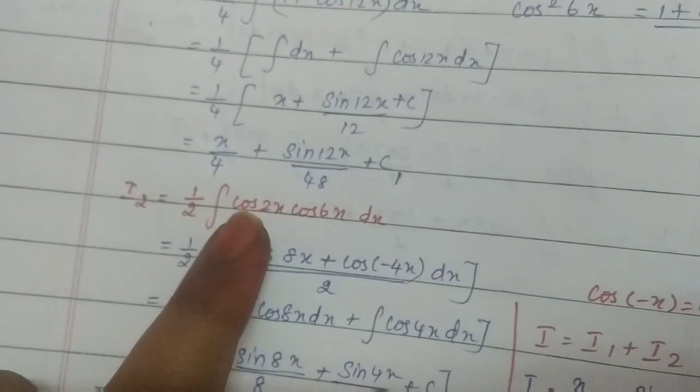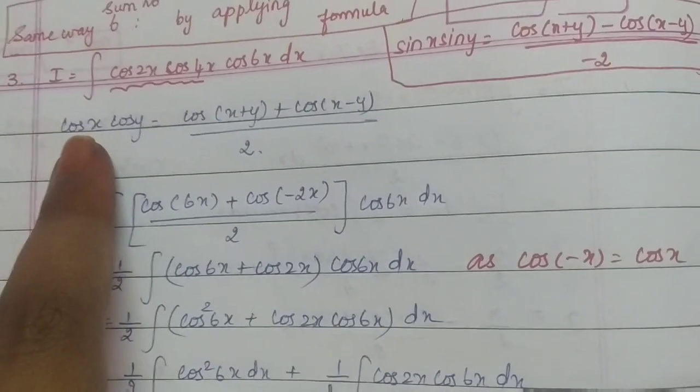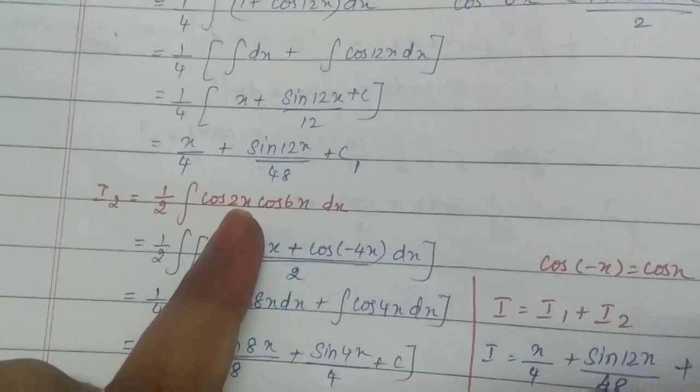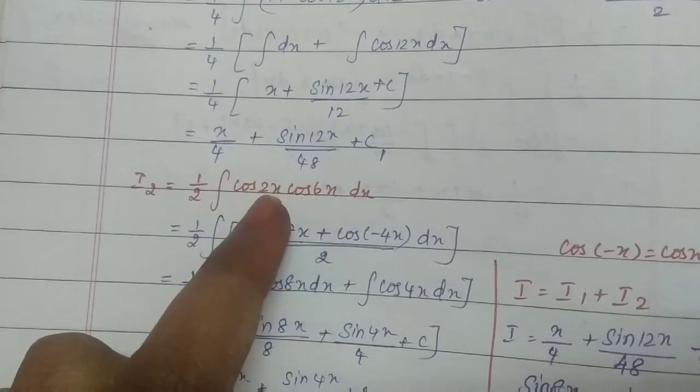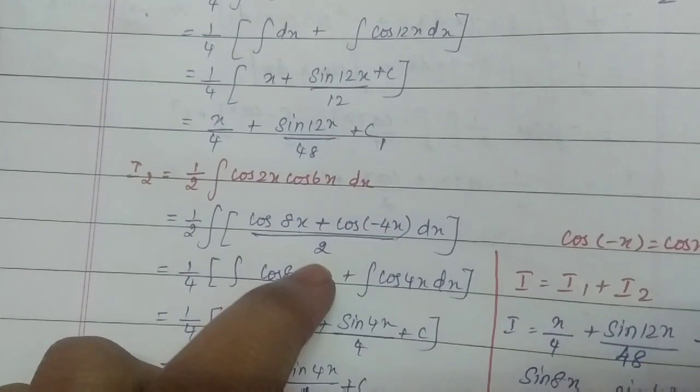Now, apply the formula for cos x cos y. This formula only you need to apply: cos x cos y equals cos(x plus y) plus cos(x minus y), divided by 2. Cos of x plus y, 2x plus 6x is nothing but 8x. 2x minus 6x will become minus 4x. The whole divided by 2.